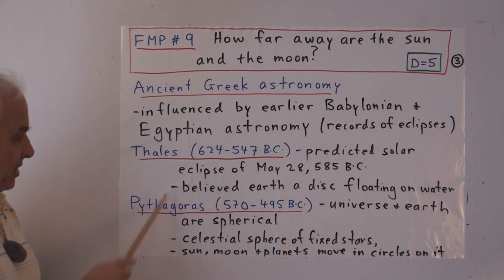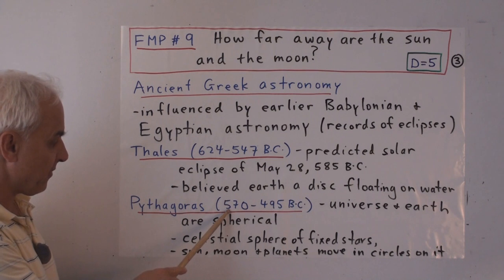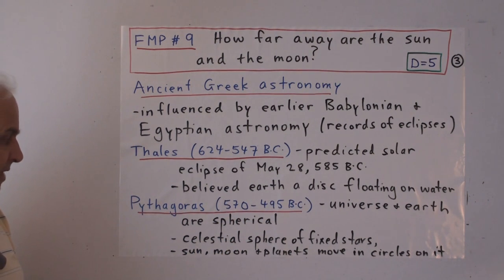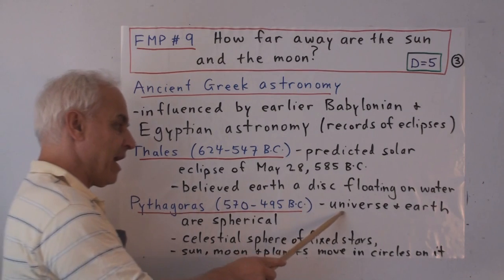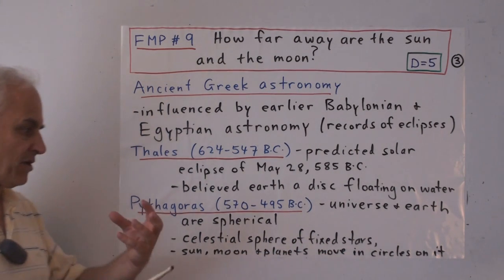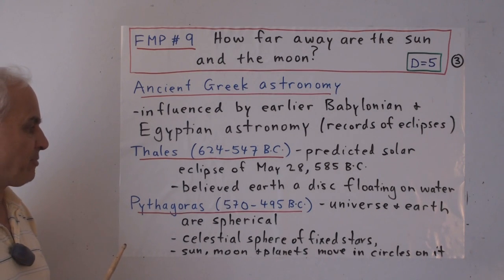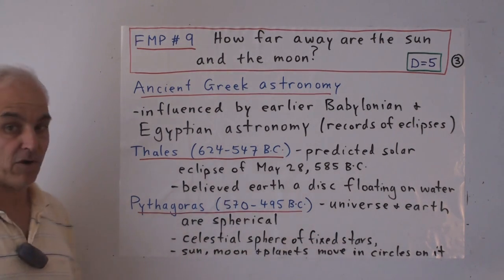So Pythagoras, probably a student of Thales on some level, lived from 570 to 495 BC and was another very important figure. He and his school adopted some different points of view. They really loved the idea of a sphere as a beautiful, symmetrical object, and so they posited that the universe and the Earth were both spherical in shape.